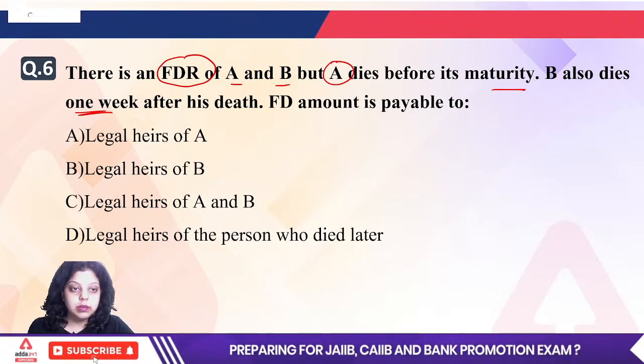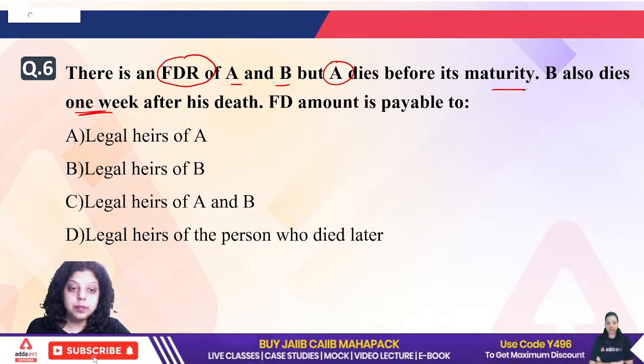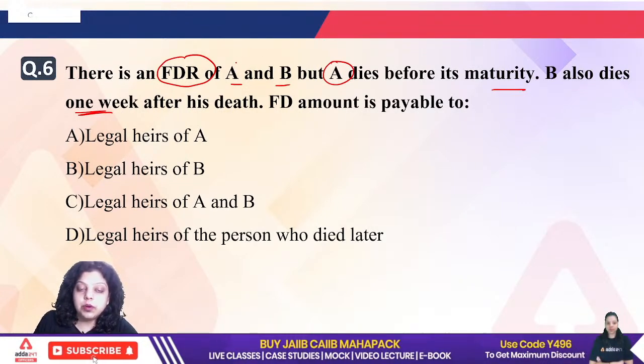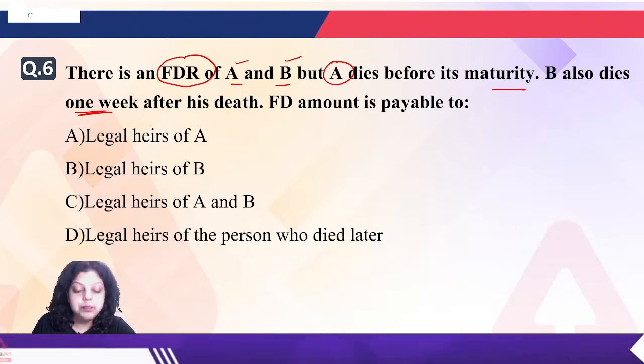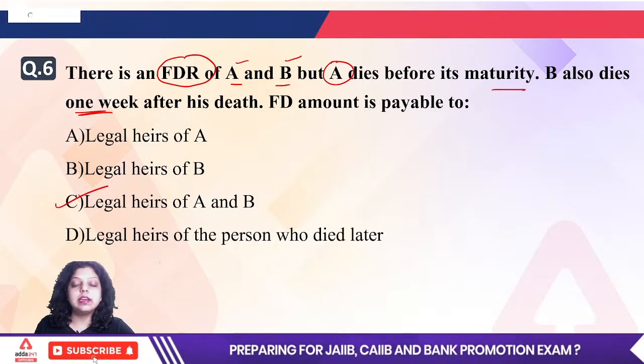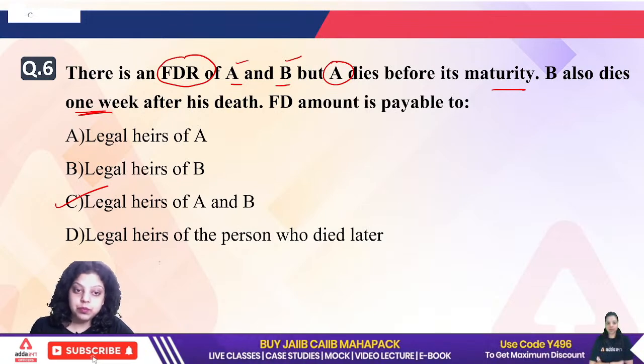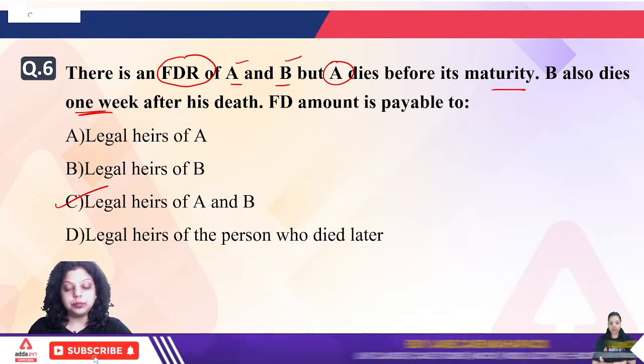So which of the following will be the answer for the sixth question, A, B, C or D? As we know, the fixed deposit receipt is for both A and B, so the right answer will be C, that the legal heirs of A and B will get the amount of the fixed deposit at the time of maturity. Okay, so the right answer will be C.